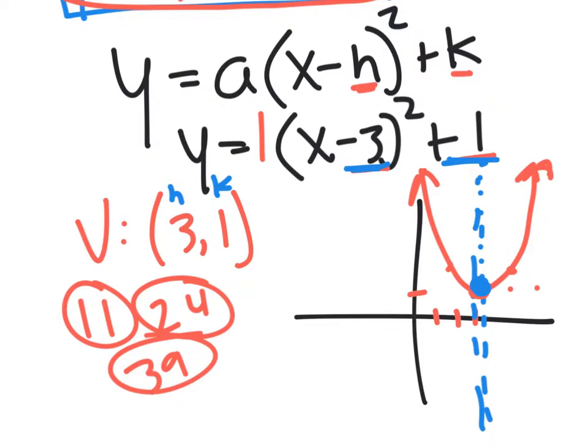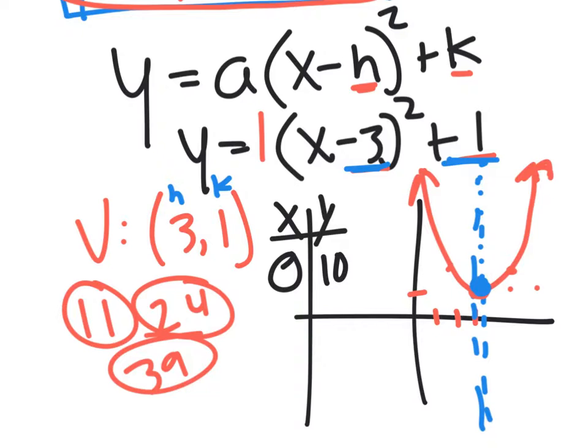Well, you could always go to an XY table and plug in some numbers like 0. If you plug in 0 into the original, you're going to have 0 here. It's going to be -3 squared. -3 squared is 9. 9 times 1 is still 9, plus 1 is 10. So (0, 10) is actually a coordinate.